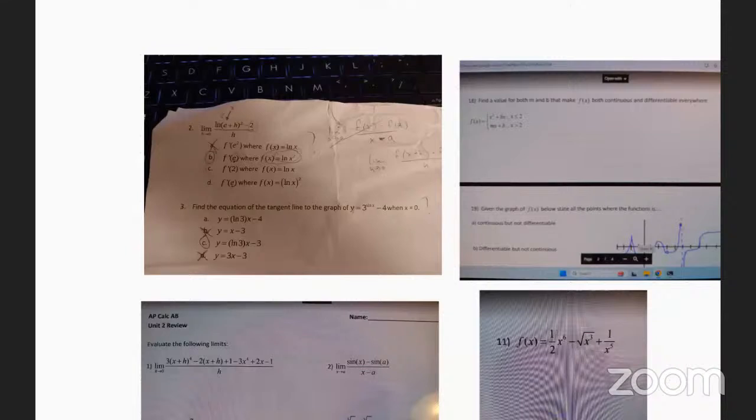Okay, so the limit as h goes to 0 of the natural log of (e plus h) squared minus 2, all over h. Doesn't that remind you of the limit as h goes to 0 of the thing that we've done before?